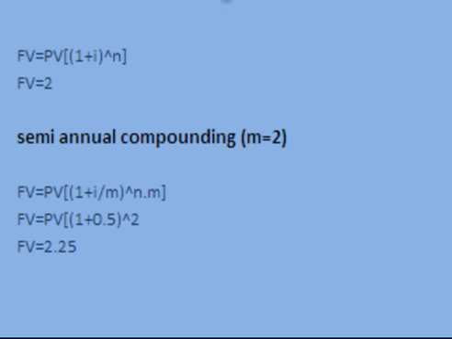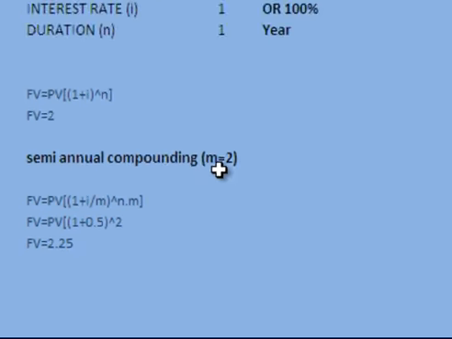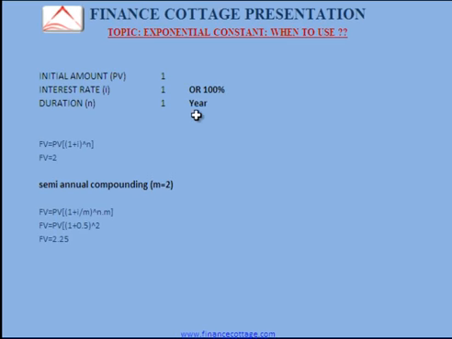Now if we increase the frequency of compounding, meaning if we want to know what would be the future value of $1 if the interest rate is compounded quarterly, or monthly, or maybe with a higher frequency like daily compounding, or an even higher frequency, what would be the future value of $1? So to understand this concept, let's make a table.